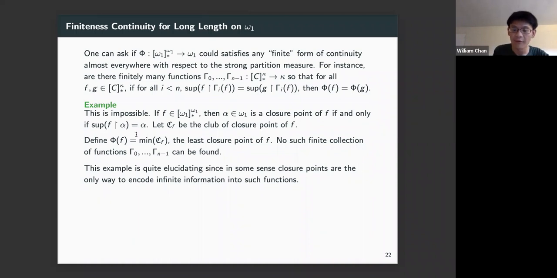satisfying the candidate for the continuity property I mentioned above. But this function is defined using these closure points, and it turns out that closure points are basically the only way that you can code infinite information into a function from omega 1 to omega 1. So this is made precise by the following result.